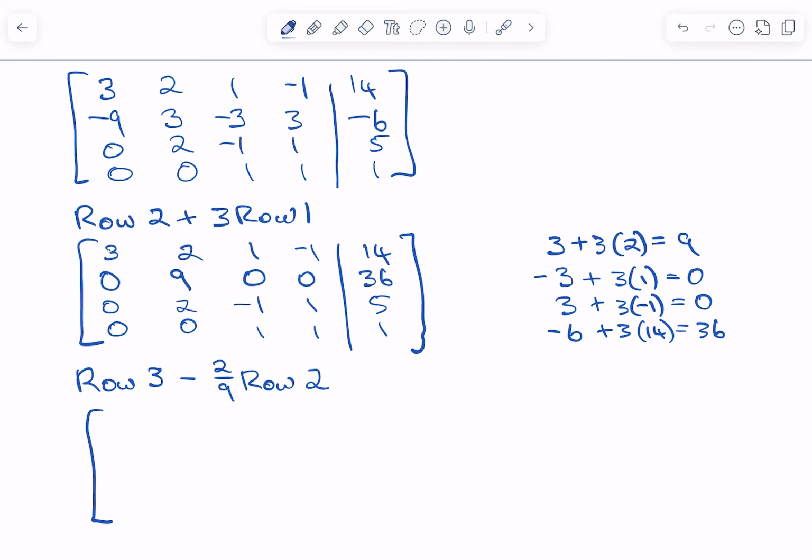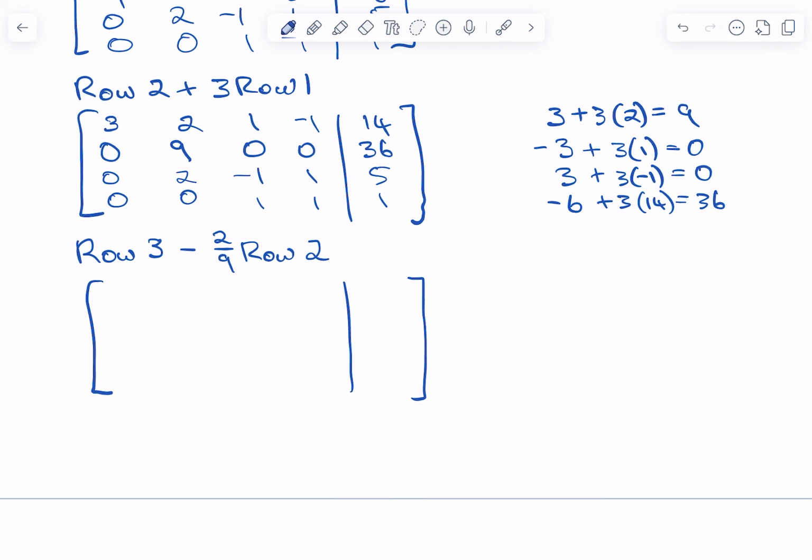All the other rows are going to stay the same again. Notice that because we subtract a multiple of row 2, which already has a 0 in its first column, the 0 in the first column of row 3 won't be changed either. That's good because we don't want to go back and have to work with column 1 again.